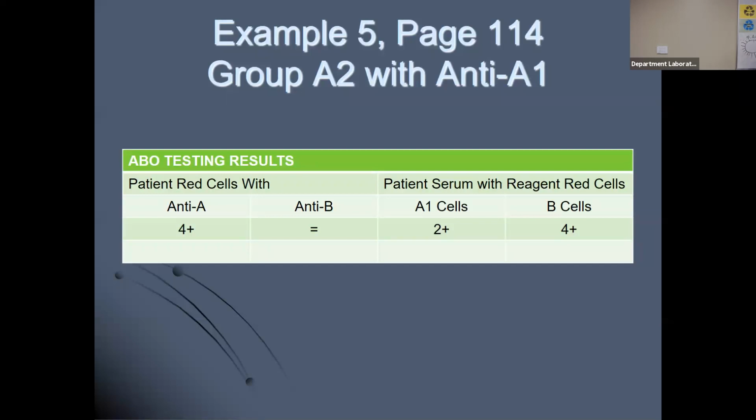Typically, remember in subgroups of A, this reaction could be weaker or even missing. Okay? So that's why we would always want to run A1 lectin and A2 cells. So we have a negative reaction with A1 lectin, negative reaction with A2 cells. We know our patient's a subgroup of A. How do you explain this? What reacts with A1 cells?